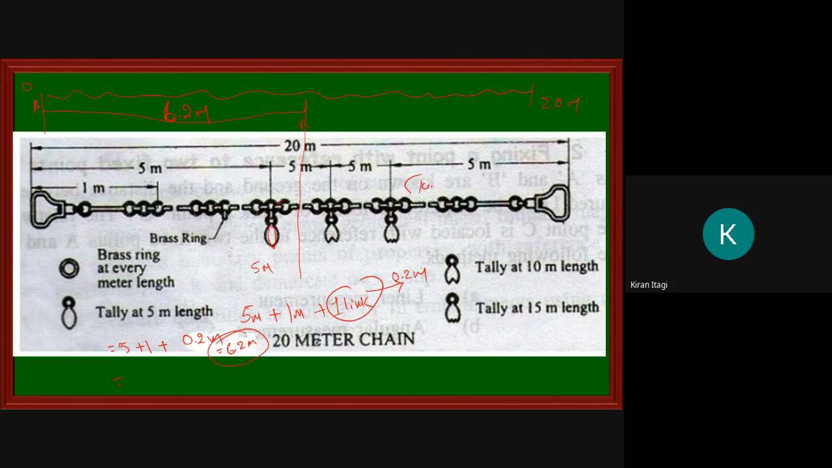And in tape it is not that complicated because the scale will be written on it. We can directly see the measurement on the tape, because the scales will be there: 1 meter, 2 meter, 3 meter. You can directly copy the reading. But in chain it is a little bit complicated, and you should take care about the links, tallies, and the brass rings.